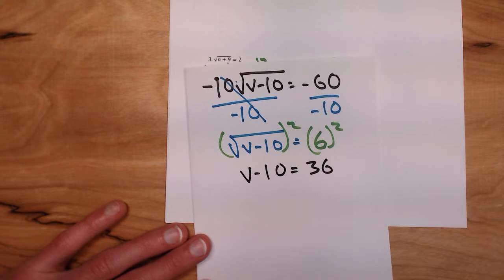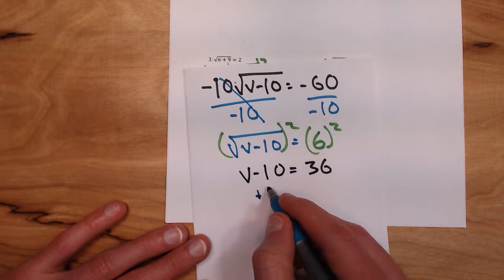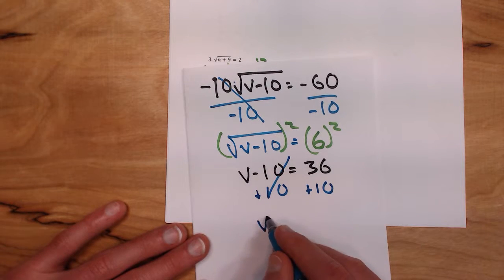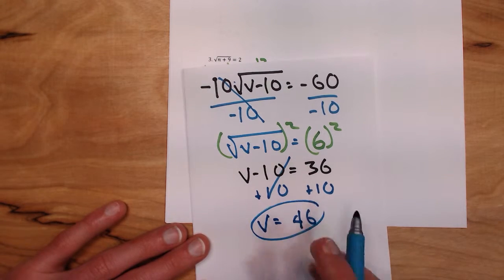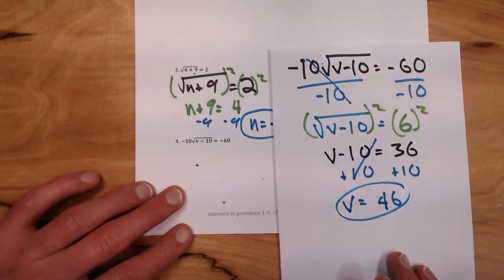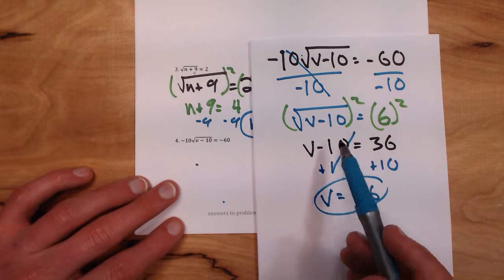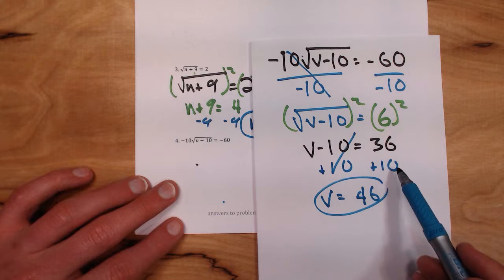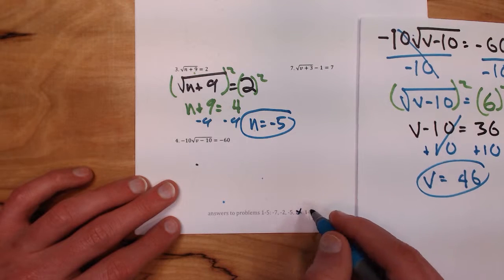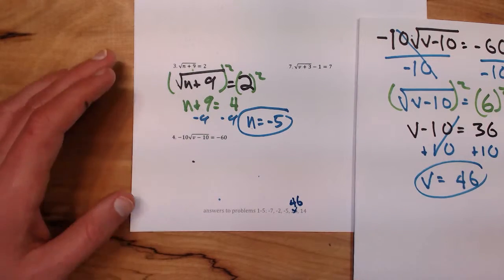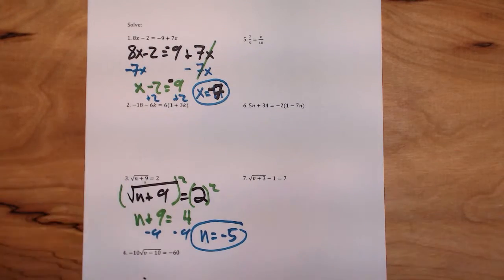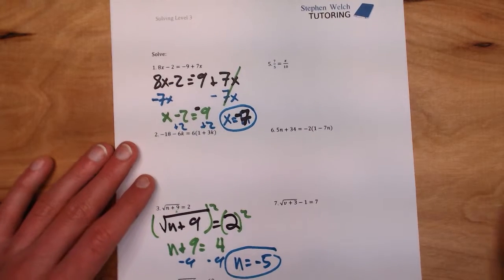All right, almost there. This 10 has got to go away. So I'm going to add 10 to both sides. These are gone. And I get v equals 46. All right. My key says 26. I might have made a mistake on the key. Let's look here. I divided, good. Squared both sides, 36. Yeah, I think there's a mistake on the key. So the key should say 46. I'll try to fix that. If not, this should be 46.